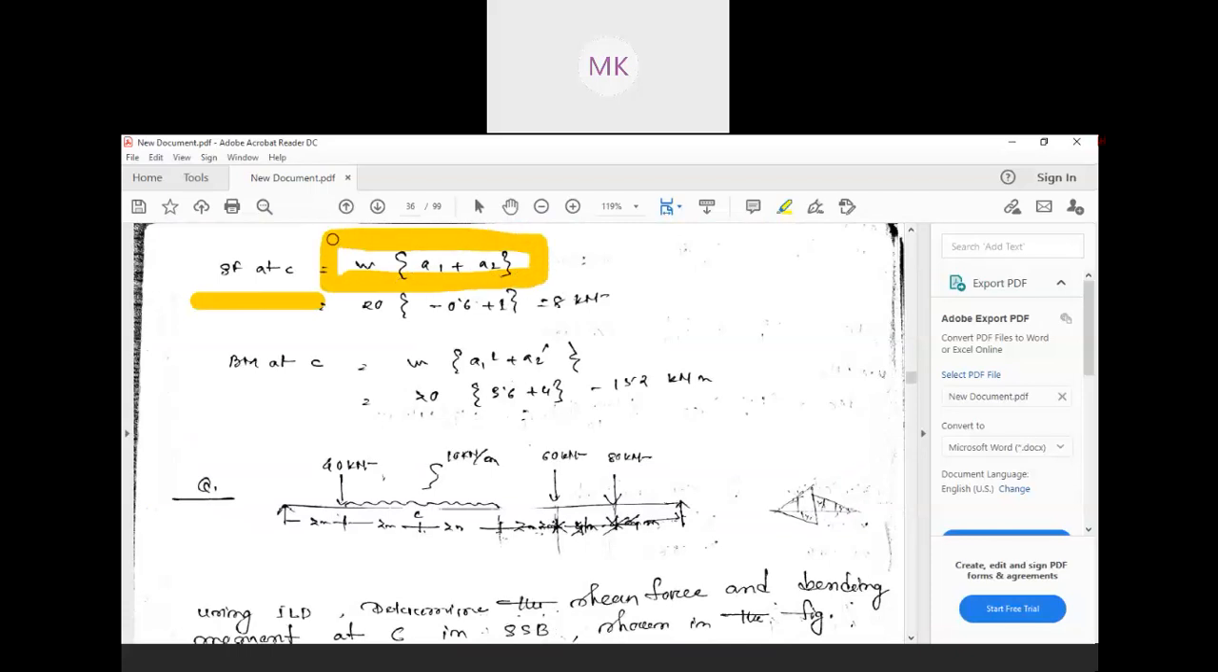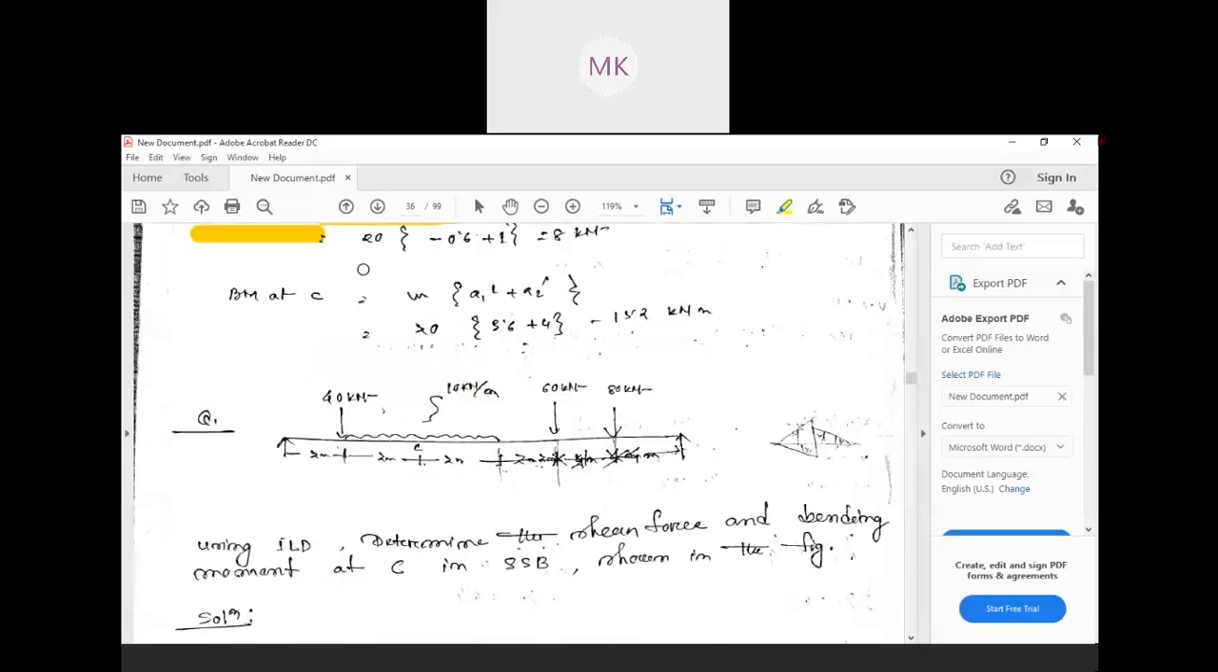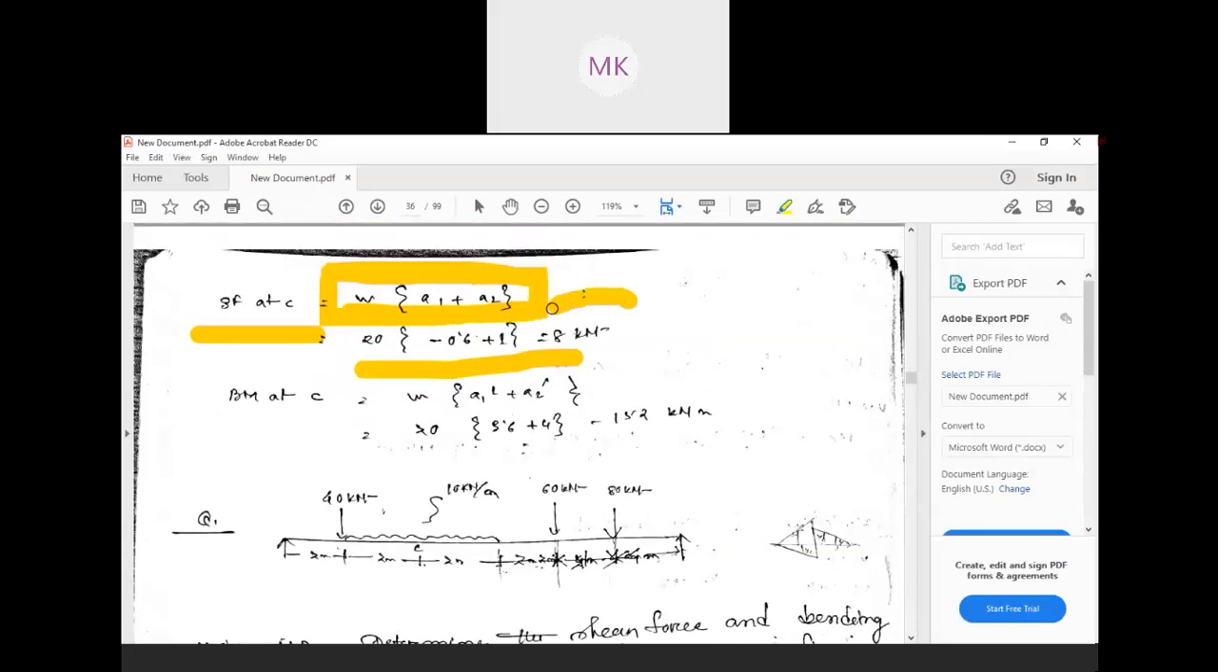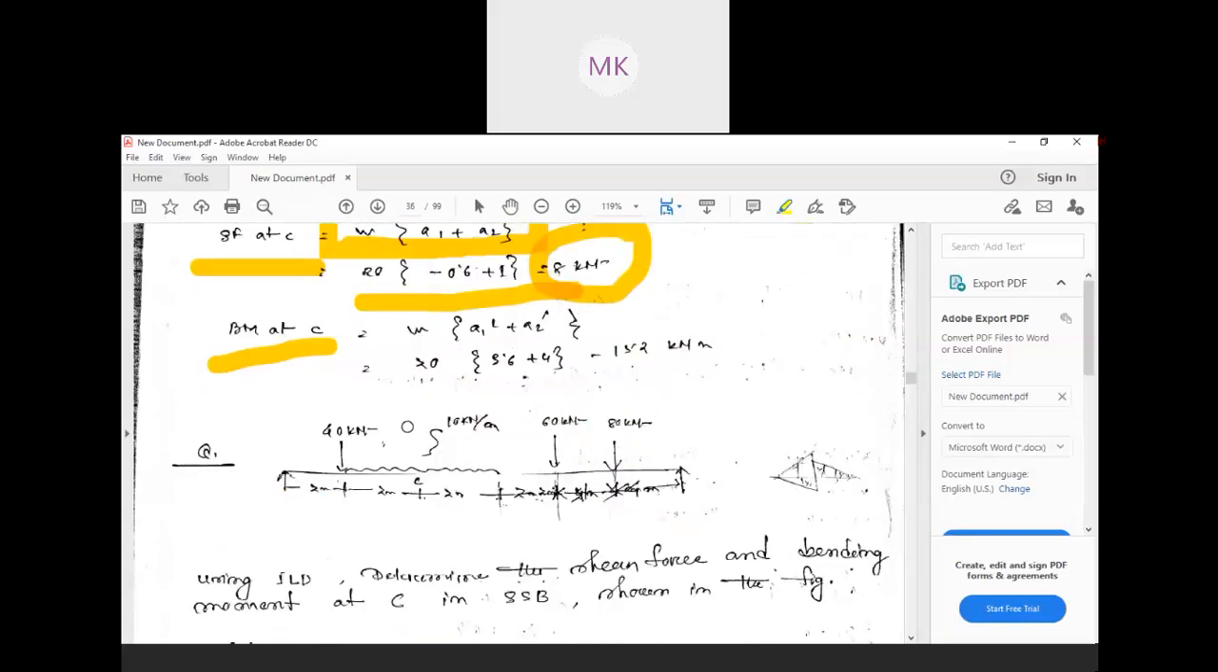Okay, here you see SF at C. W we already know it is given 20. Area we have calculated, this one A1 and A2, 0.6 and 1, 0.6 is minus. So just put this value, we will get this SF at that point. And similarly for bending moment at C, simply W into area of that shaded portion. We have already calculated A1 dash and A2 dash. Just put this value, you will get the bending moment at that point.